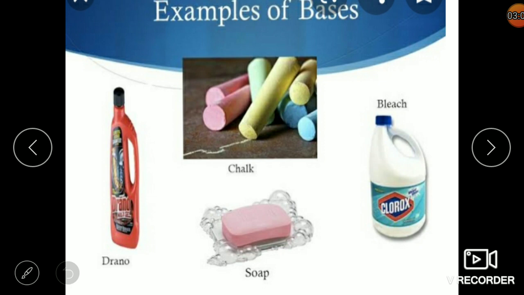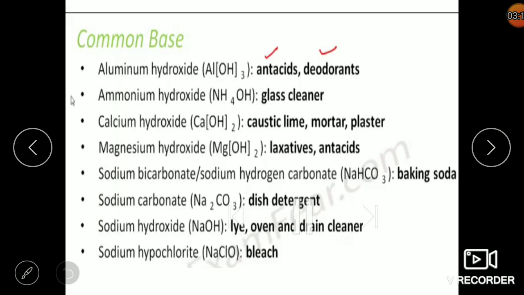We have already seen some examples of bases. The detergent, the soap, the bleach, the chalk, these are some examples of common bases. Some more common bases are given here. We have to remember some of the names. Aluminium hydroxide. See, it has OH minus ion. In the formula you are getting the OH minus, so it's a base. What is the use? It is used as antacid and in deodorant.